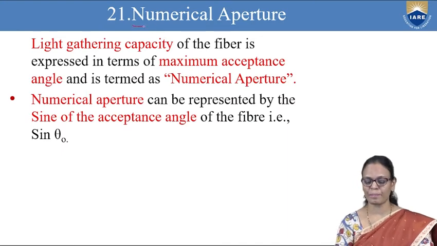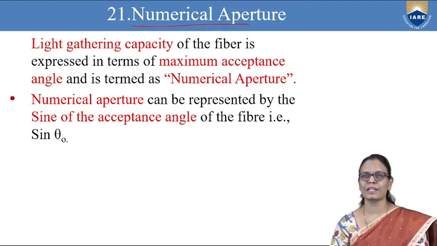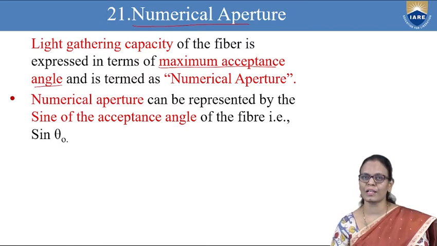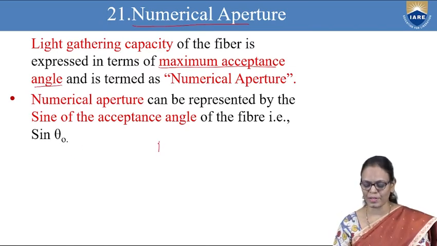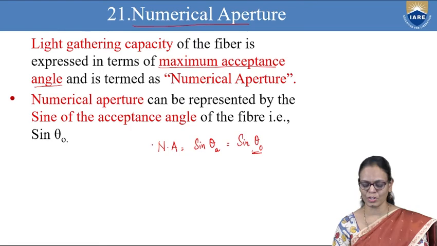Now comes the numerical aperture. Numerical aperture talks about the light gathering capacity of the fiber, and it is always expressed in terms of the maximum acceptance angle, which we call the numerical aperture. So numerical aperture can be represented as sine theta A or theta naught. Because it is the acceptance angle, I may write theta A, or in some books the notation used may be sine theta naught, if theta naught is the acceptance angle. So the numerical aperture is the sine of the acceptance angle.